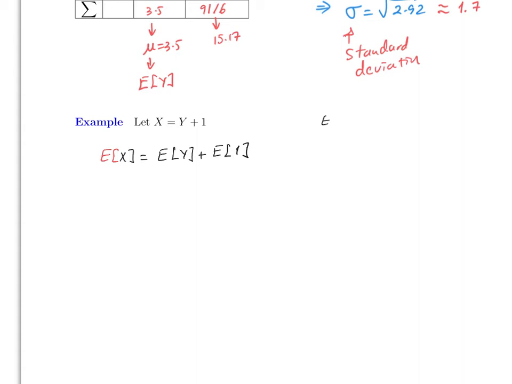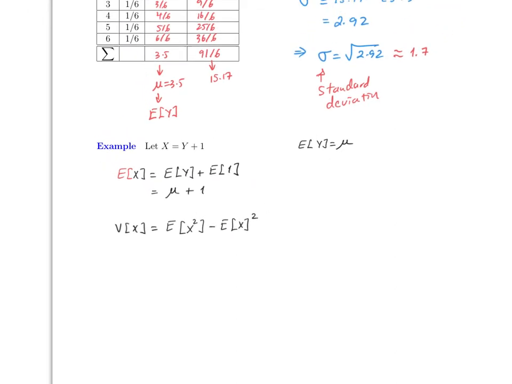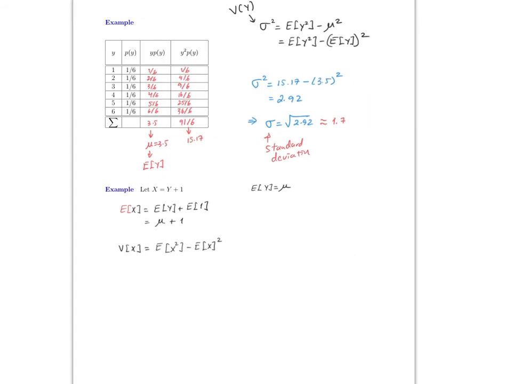And assuming here that the expected value for y is equal to mu, then this is obviously just mu plus 1, because remember, the expected value of a constant is the constant itself. That was self-explanatory. So then the variance of x is going to be the expected value of x squared minus the square of the expected value of x, if we use the new definition, which is the one we just got on the last page.